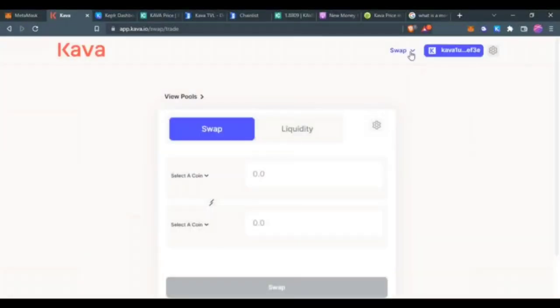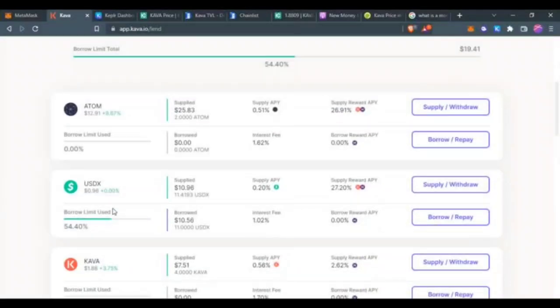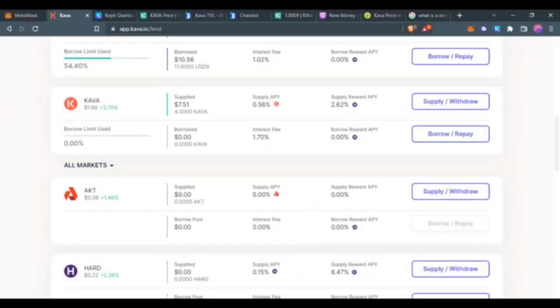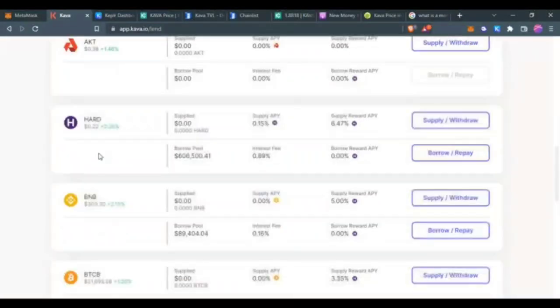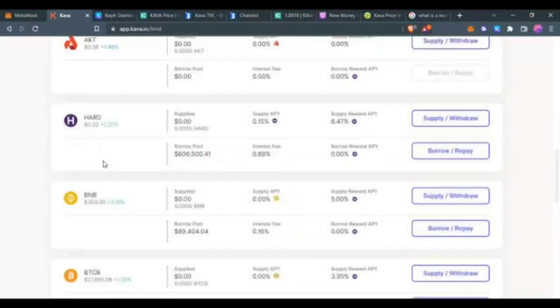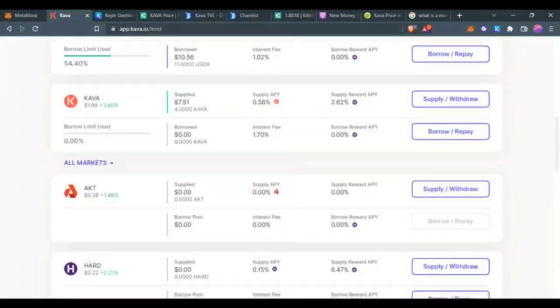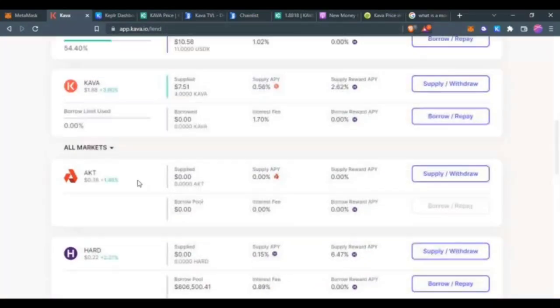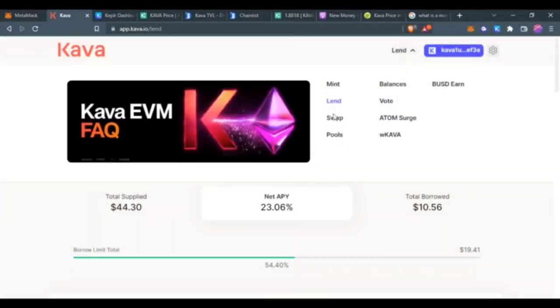And let me go back to the lend real quick. Who do we want to put emphasis on? Kava, Akash, Hard. Supply 6.47%, not bad. Let's get some exposure to Hard then.